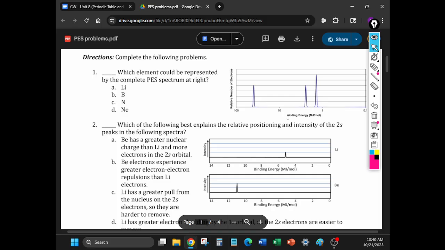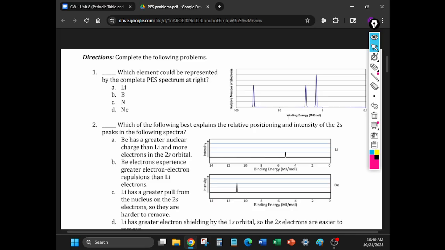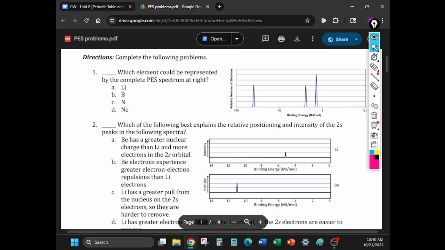So you got your PES diagram right here. What element is represented by this spectrum? So take about a minute to do that and write a brief blurb about why you chose that answer.